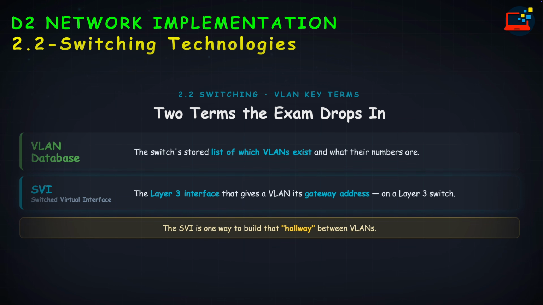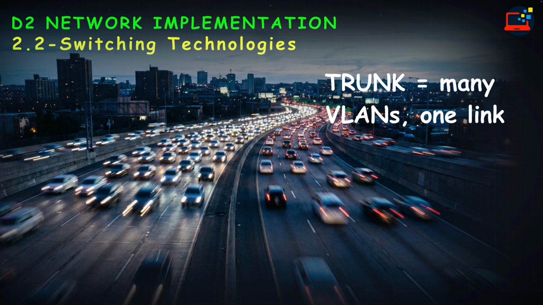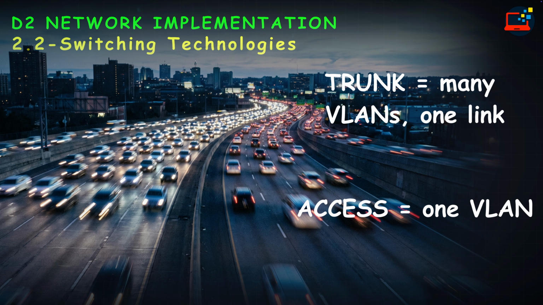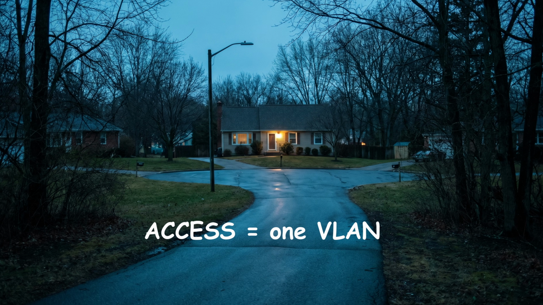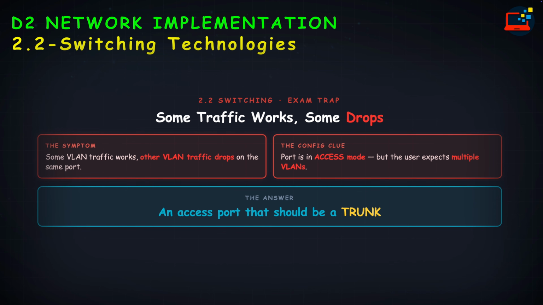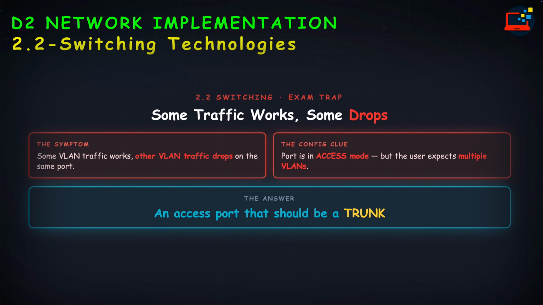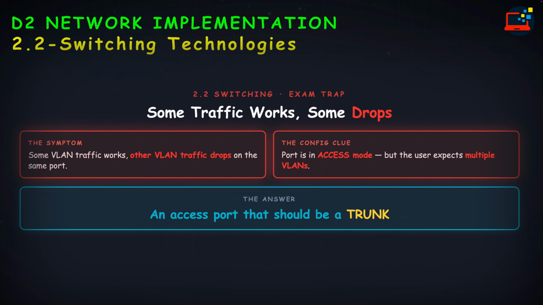An SVI, Switched Virtual Interface, is the Layer 3 interface that gives a VLAN its gateway address on a Layer 3 switch. Trunk ports carry traffic for multiple VLANs over a single link. Access ports carry traffic for one VLAN only. A trunk port is a multi-lane highway with traffic for every district sharing the road. An access port is a single-lane neighborhood street going to one house. The exam will give you a misconfiguration where a port is set to access mode, but the user expects multiple VLANs, and the symptom is some traffic working and other traffic dropping. That is an access port that should be a trunk.